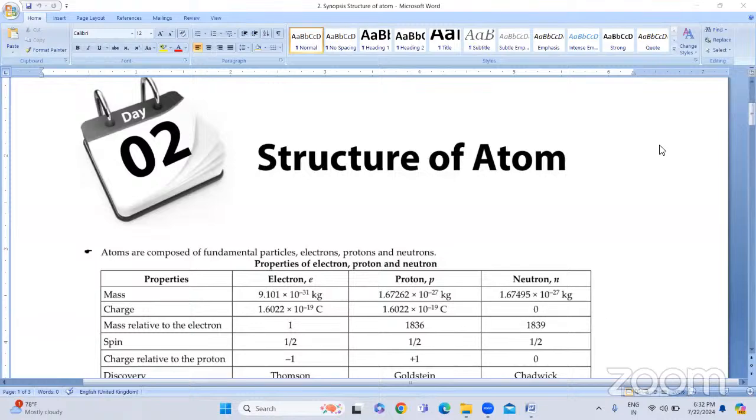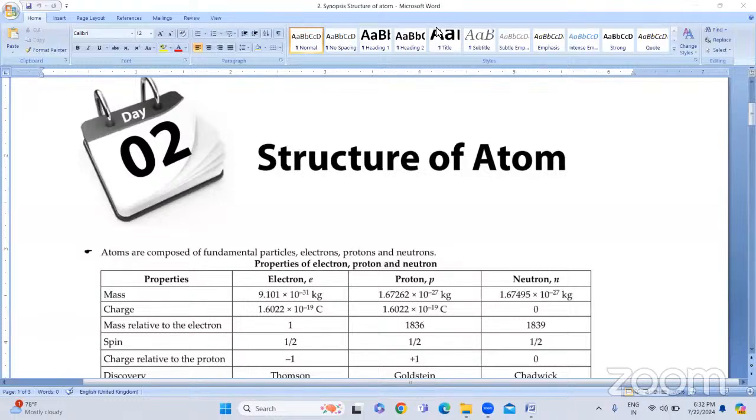So yes, today we are going to start with the next chapter. The next chapter which we are going to discuss is structure of atom. So what are the important points which we have to remember from this particular chapter, that is structure of atom? What do you mean by structure of atom?